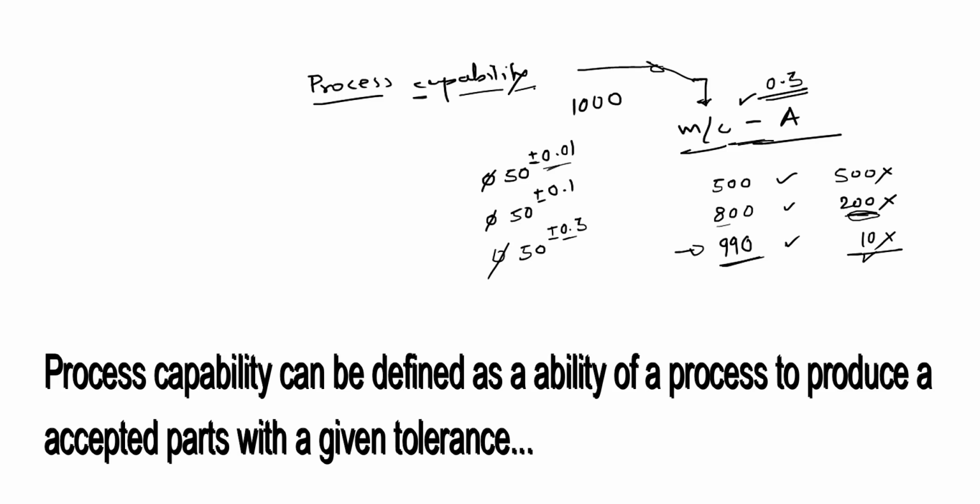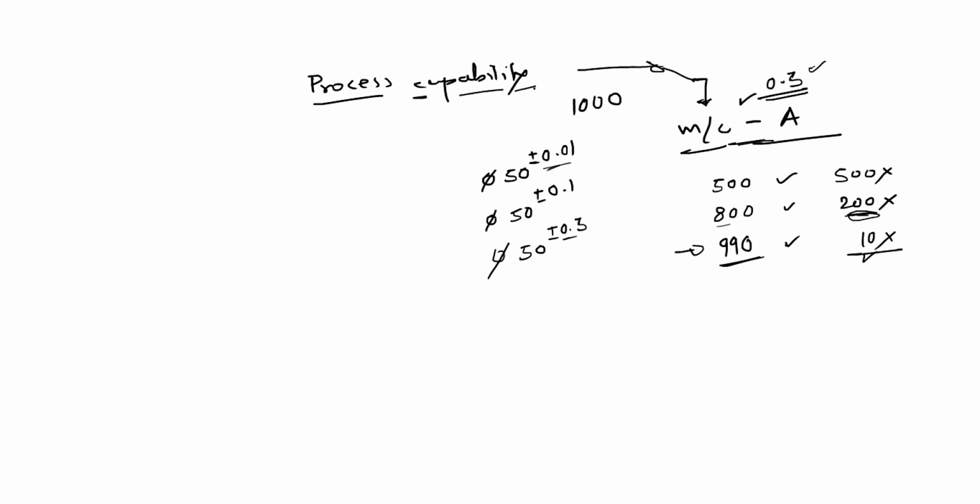Almost 99% of parts are accepted and only 1% is rejected. That means that machine can produce tolerance within 0.3. It is accepted. So 0.3 is the process capability of this machine.